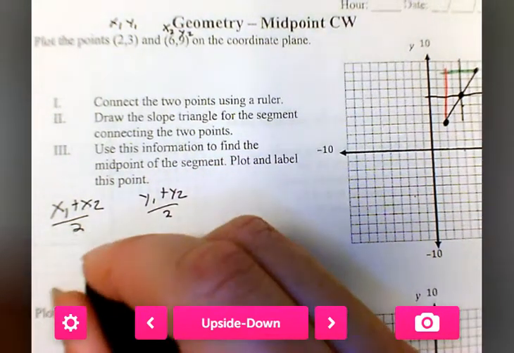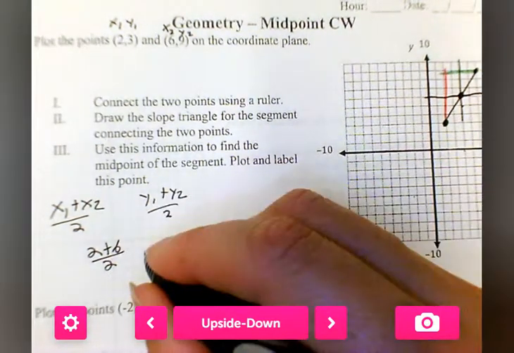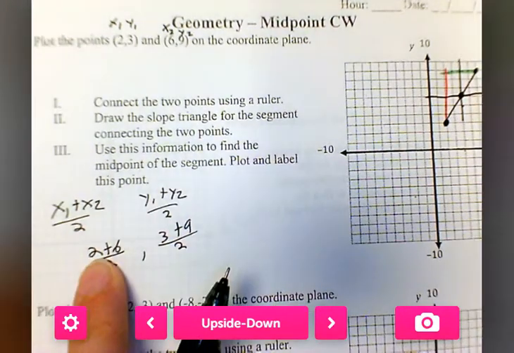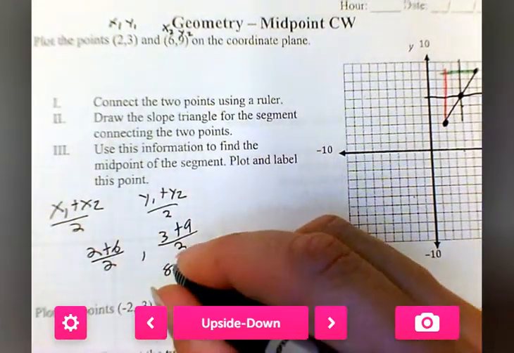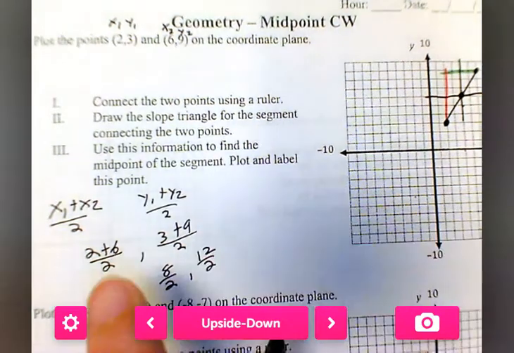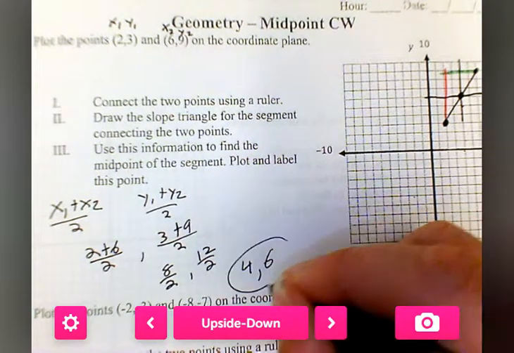So I'm going to go 2 plus 6 divided by 2 and 3 plus 9 divided by 2. 2 plus 6 is 8. 3 plus 9 is 12. 8 divided by 2 is 4. 12 divided by 2 is 6.